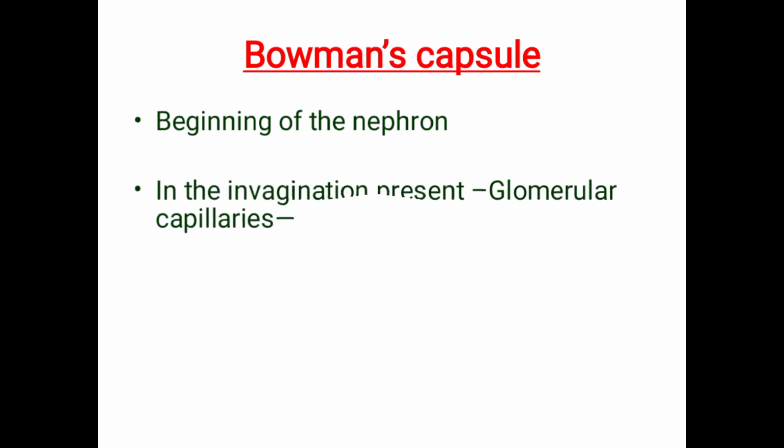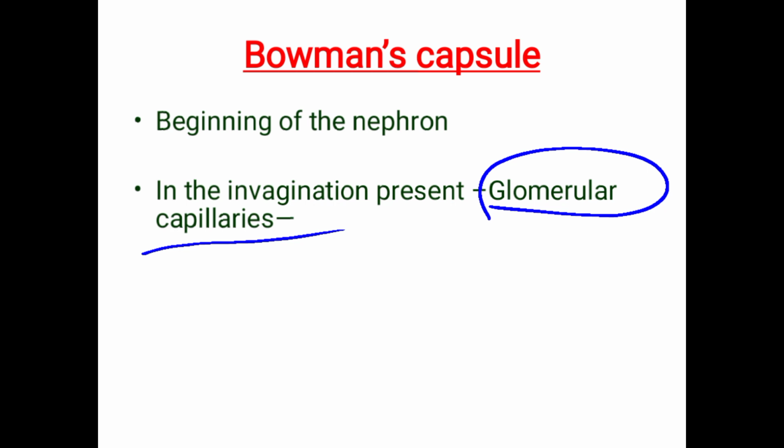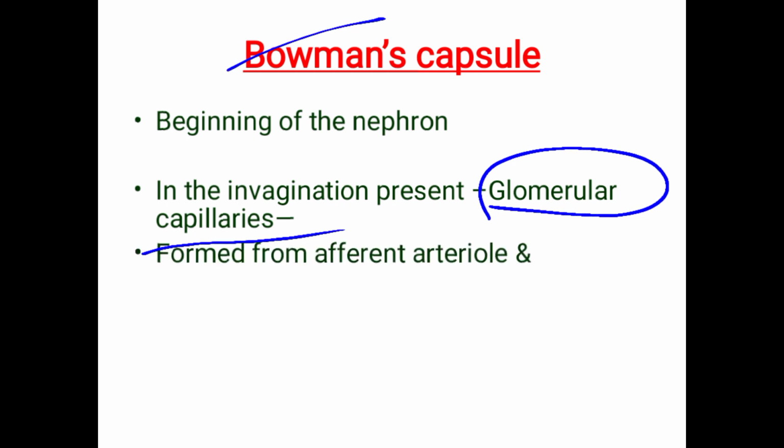The renal corpuscle is mainly made up of two components: one is the Bowman's capsule, and the other is the glomerular capillaries. So the renal corpuscle is made up of glomerular capillaries and Bowman's capsule, which together form the renal corpuscle.